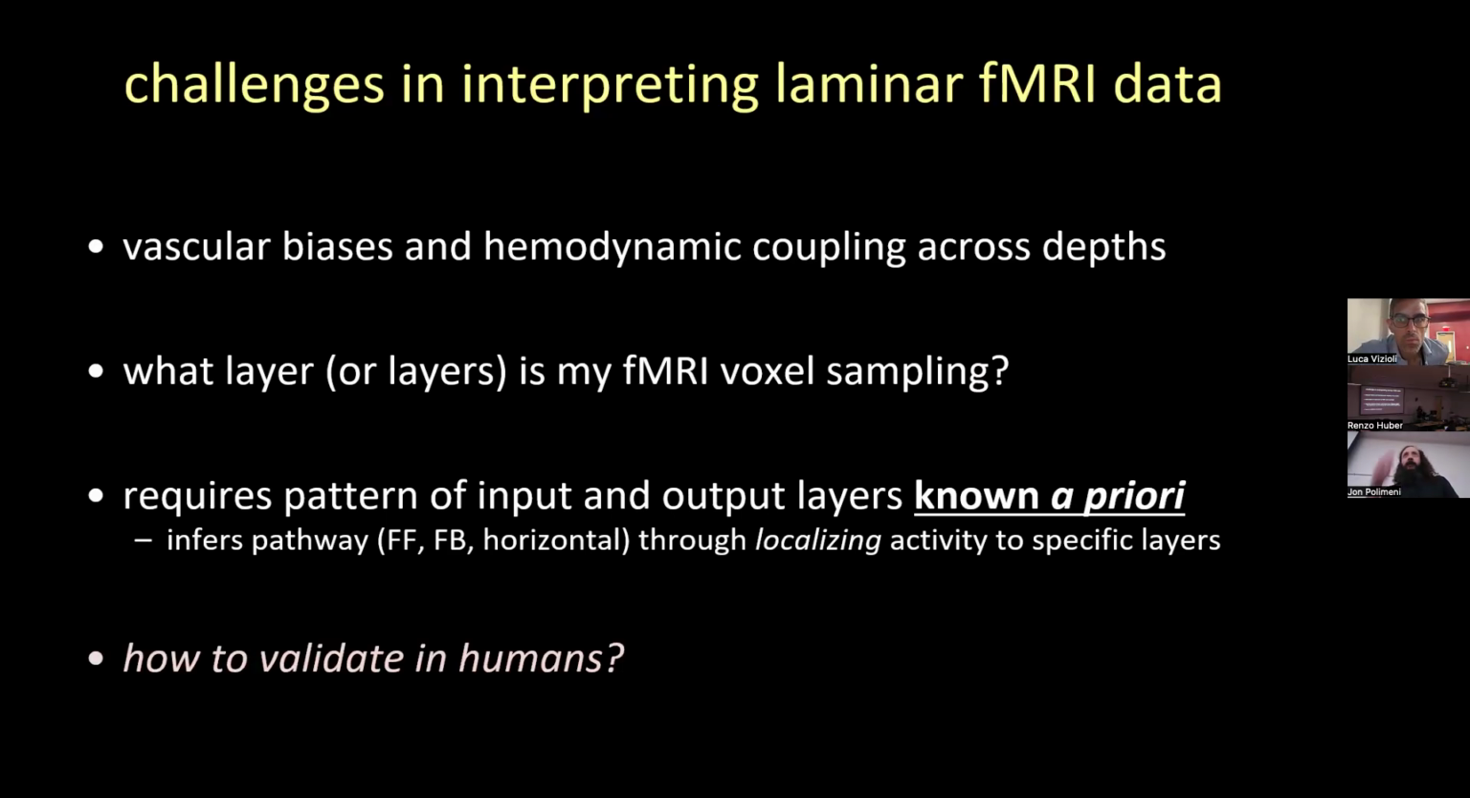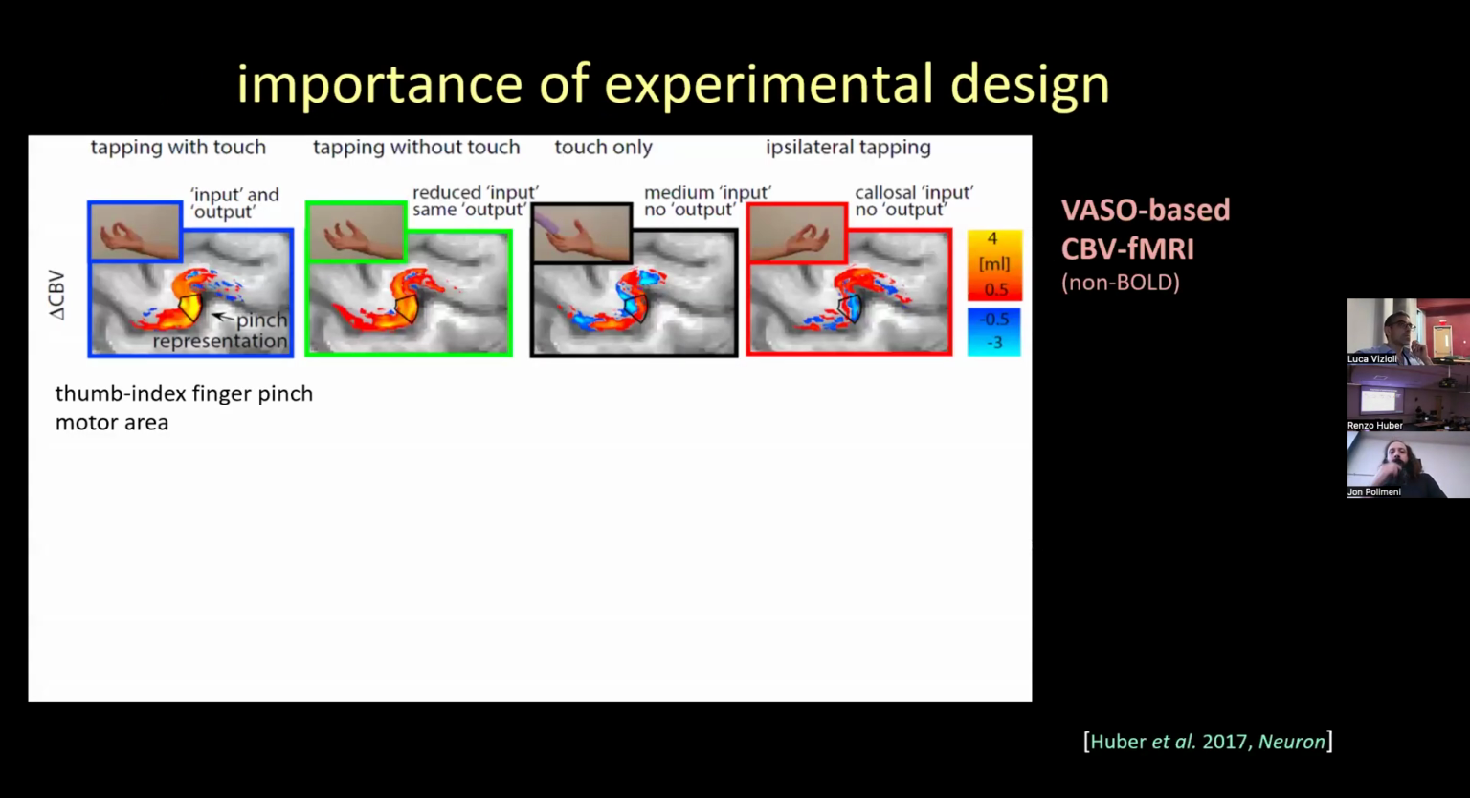And the big question that we talked about a bit at dinner last night, again, is how to validate these measurements in humans. I think we often don't get enough credit for using non-invasive techniques. With invasive measures, there are many different ways to validate these observations, but there are fewer options available in humans. I want to stress the importance of experimental design.